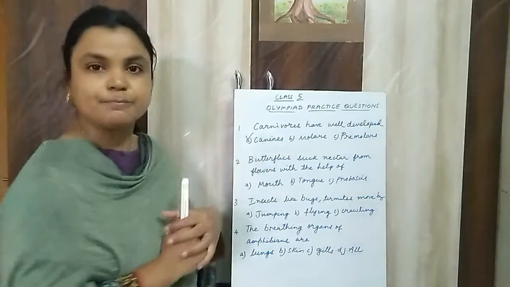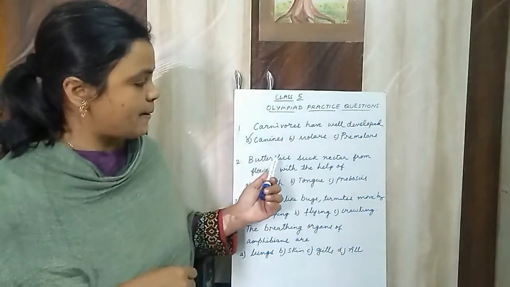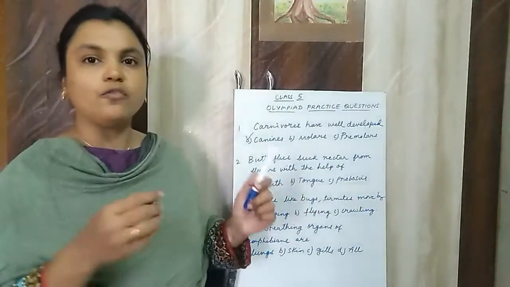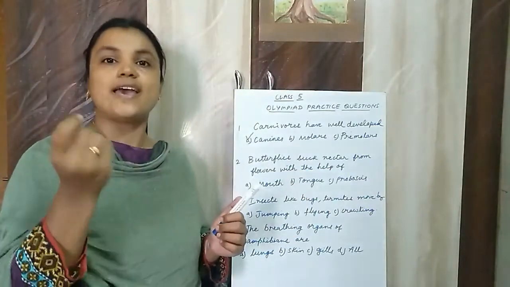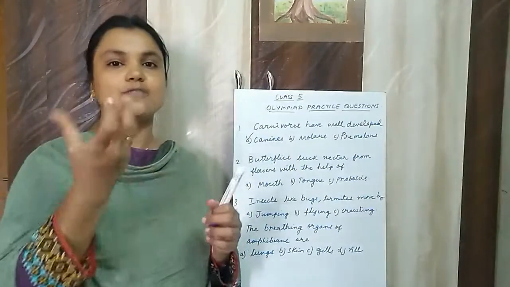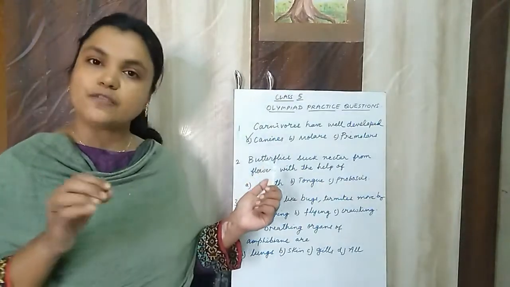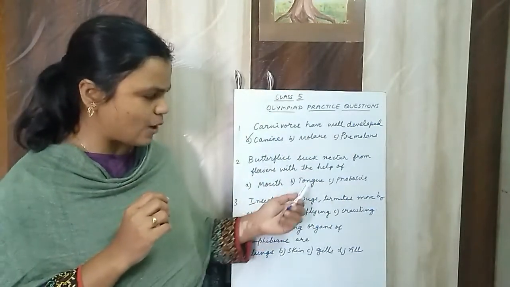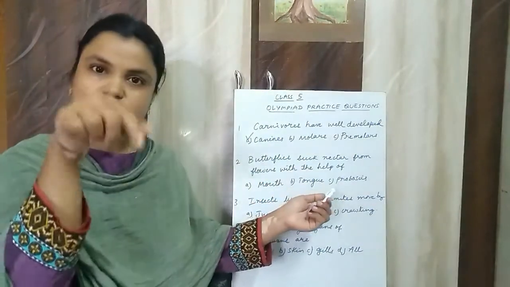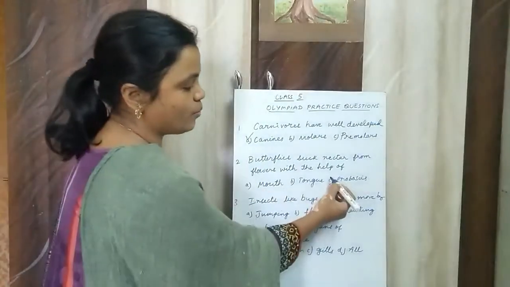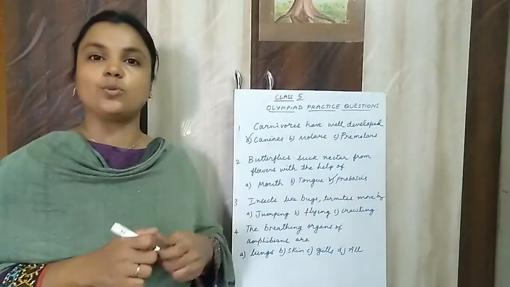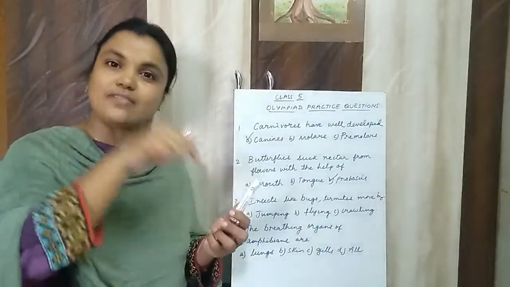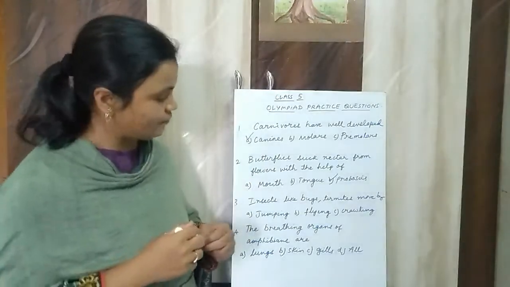It is canines. Next, butterflies suck nectar from flowers with the help of, what is that organ? We know that butterflies feed on the nectar of flowers. They don't have a mouth or tongue like ours. What is that specialized structure? It is called the proboscis, the coiled, tube-like structure which it inserts into the flower and drinks the nectar.